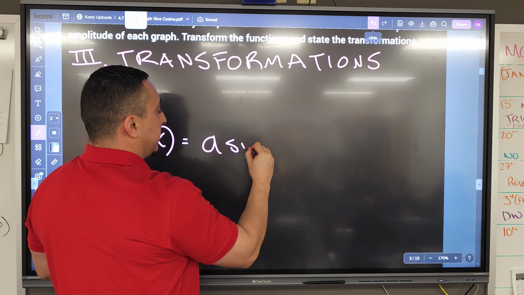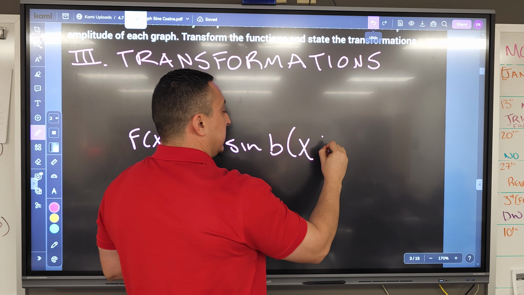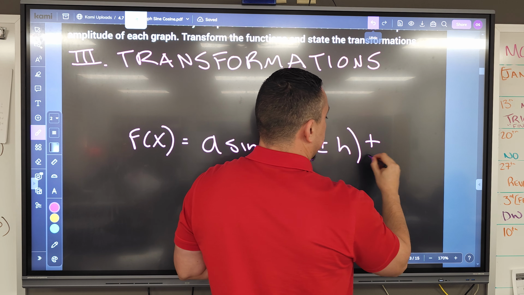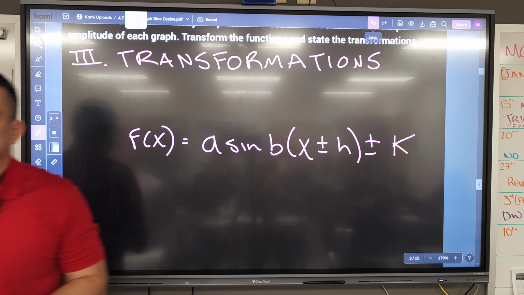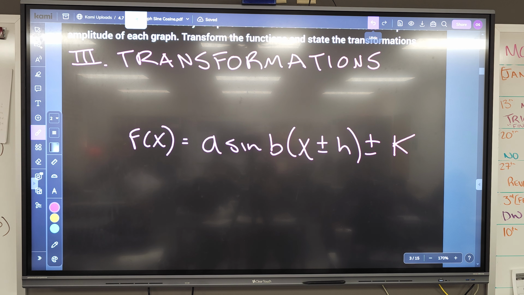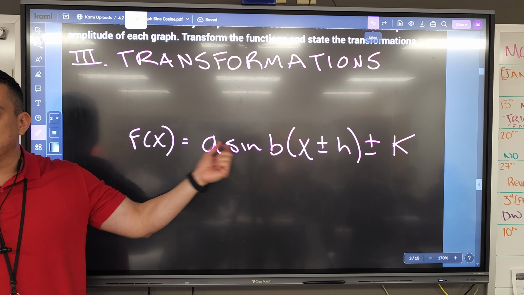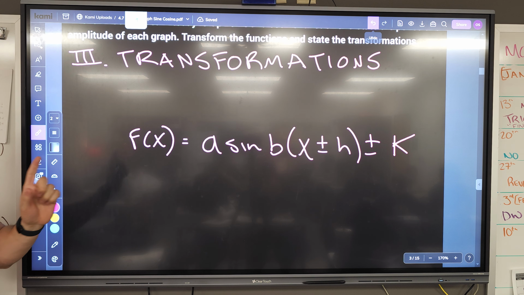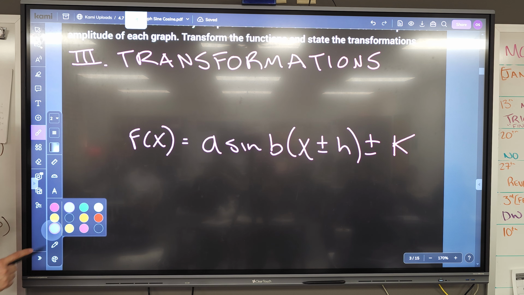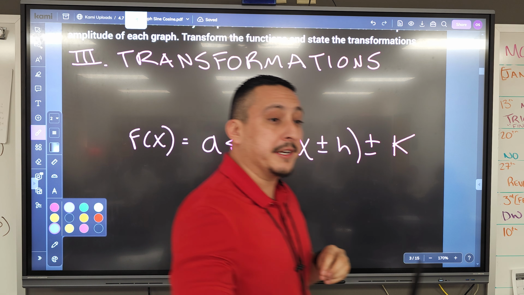A sine b x plus or minus h plus or minus k. We call it the general form, the vertex form, I guess you would call it. You just switch the words here. You could put cosine, or you could put tangent. And we'll do tangent later, but what I want to stress is you already know these.